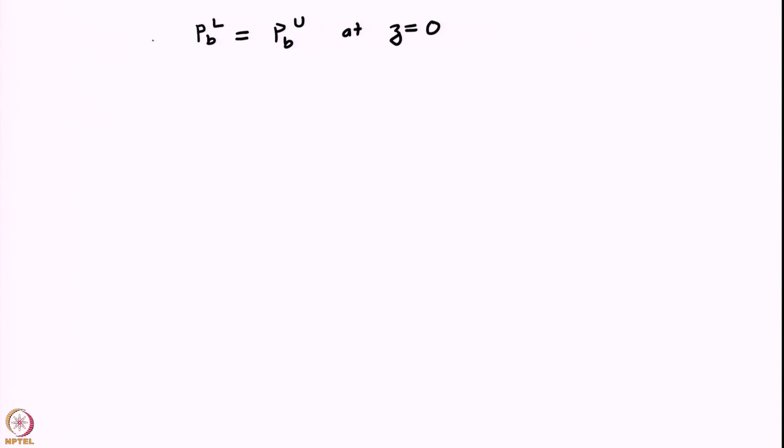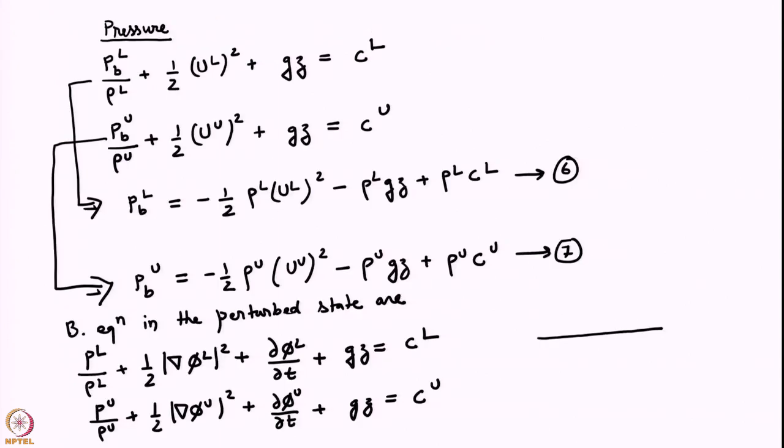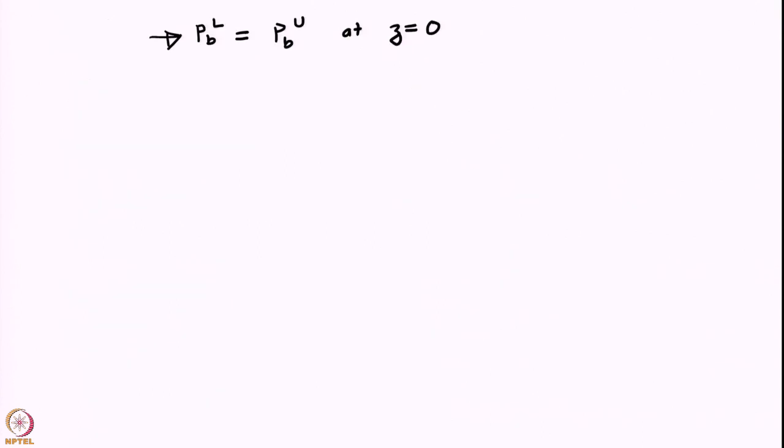So, now let us use this condition that the pressure in the base state at z is equal to 0 is continuous. We have already written down the Bernoulli equation in the base state. Let us use this and get an expression using those two Bernoulli equations. So, using equation 6 and 7, equation 6 I had written earlier and 7. So, now I am just going to set z is equal to 0 in both the equations and then equate them. This ensures that this condition gets satisfied. So, let us do that.